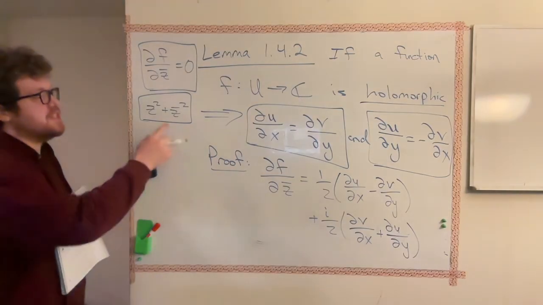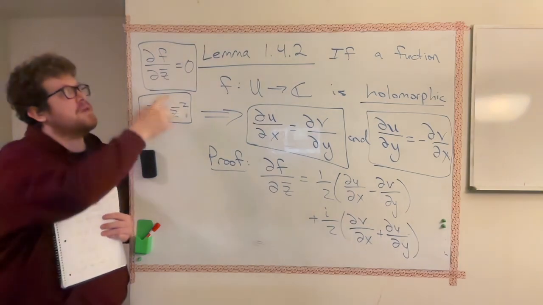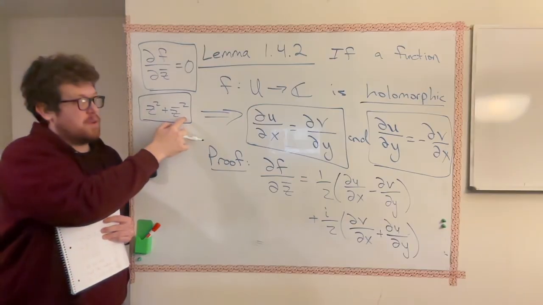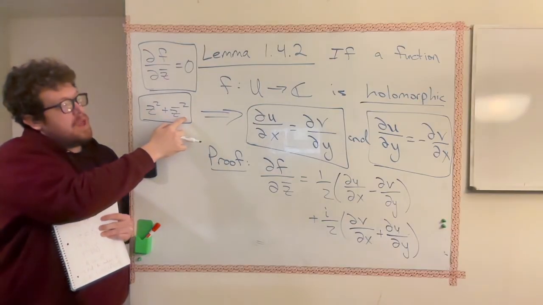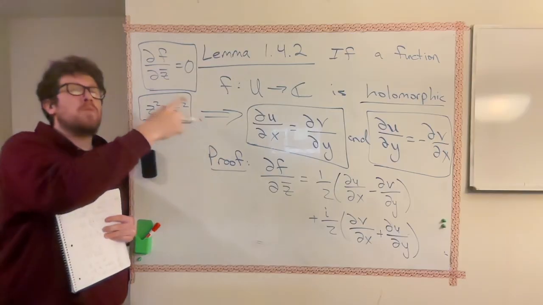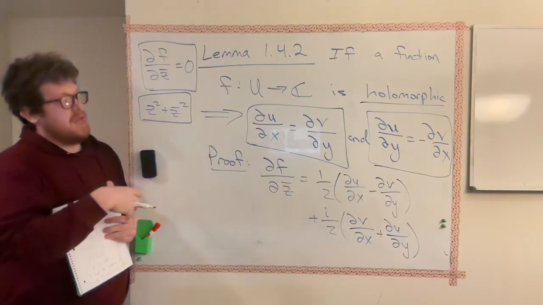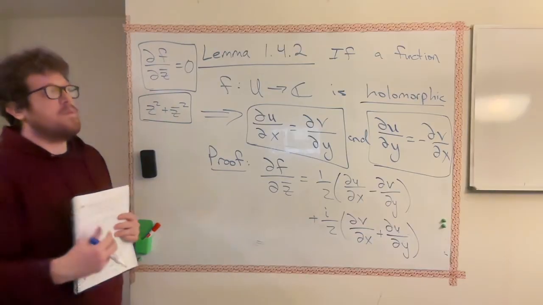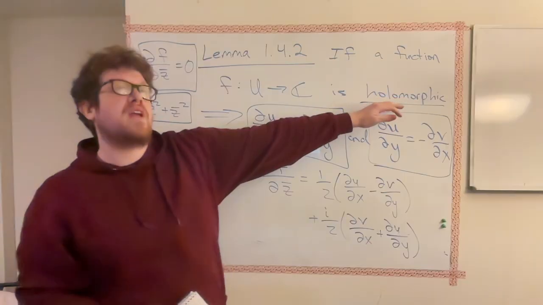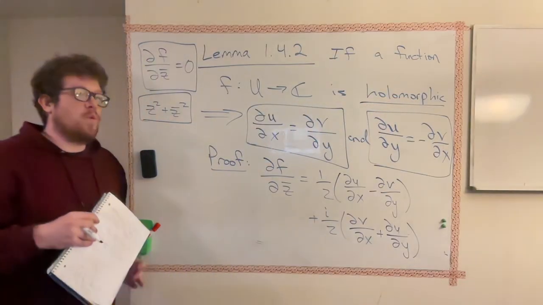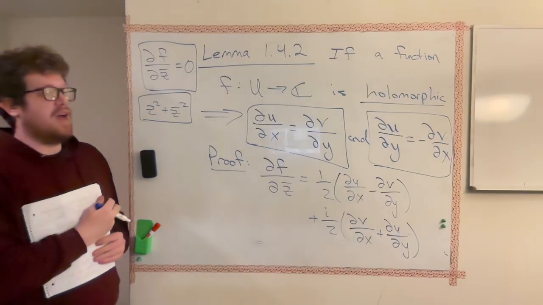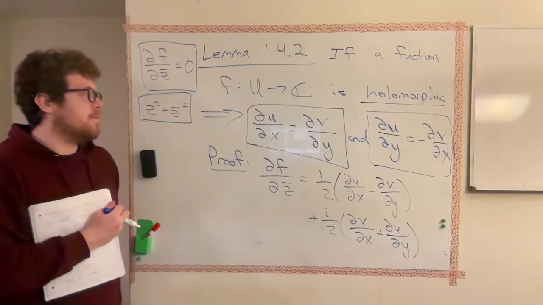So this function's actually not holomorphic, even though the derivative of f with respect to Z bar is 0 at the origin. It's not 0 on any open set around the origin. So it won't satisfy this definition of holomorphic, and it also won't be analytic. There won't be a Taylor series in Z where we can expand this function around 0.